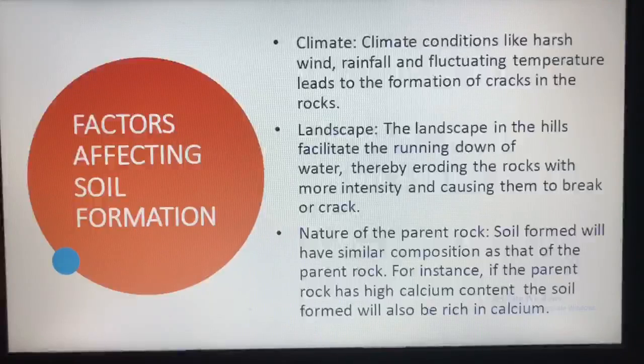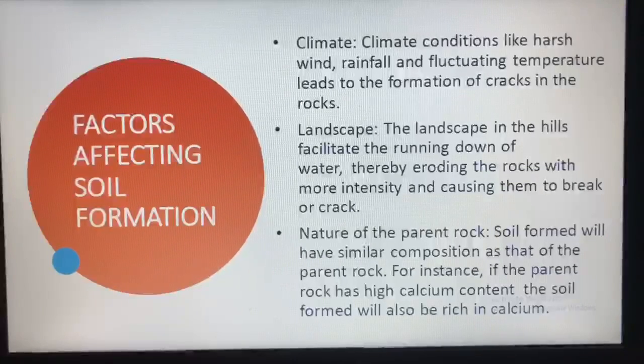Next one is landscape. The landscape in the hills facilitates the running down of water, thereby eroding the rocks with more intensity and causing them to break or crack. So you already know landscape means the hills and all, where water runs down, and thereby the rocks will be falling down with more intensity and there will be a crack or a break to the rocks.